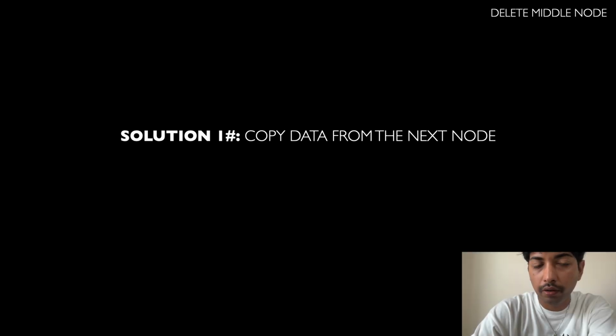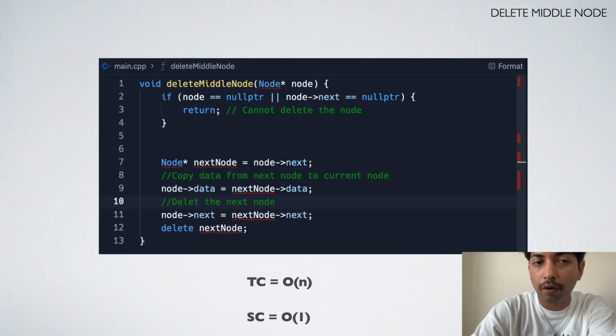Solution. The solution is to copy data from the next node. The trick here is to copy data from the next node into the current node and then delete the next node. This effectively removes the current node from the list.